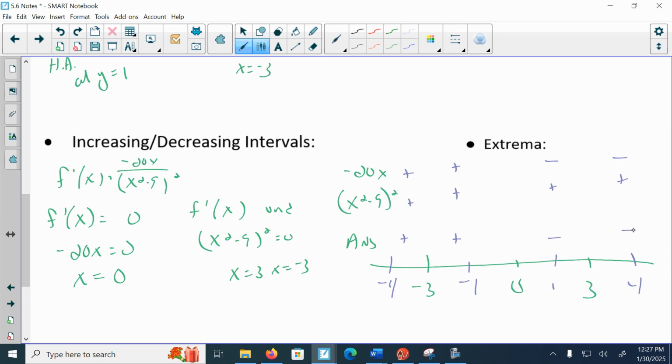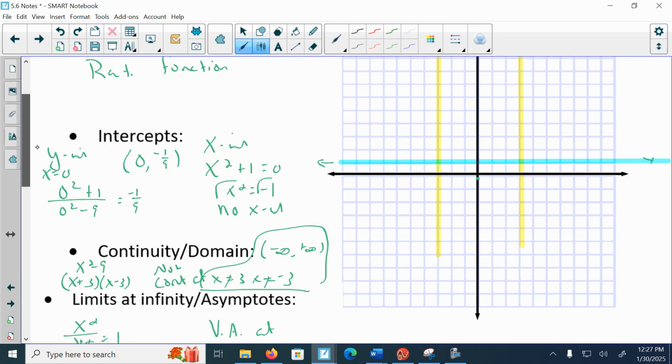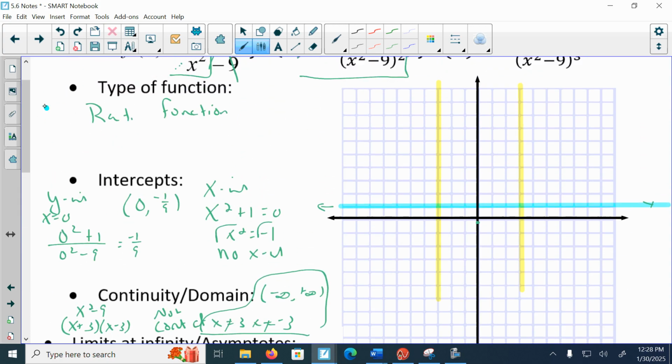So I'm increasing from negative infinity to negative 3, union negative 3 to 0. Remember, you have to leave that negative 3 out because you're either increasing or decreasing. That should make sense because if I look back up here, I have a vertical asymptote there. I'm decreasing from 0 to 3, union 3 to positive infinity. So I'm writing my little soft note that here, this whole time, I'm increasing, and here I'm decreasing.